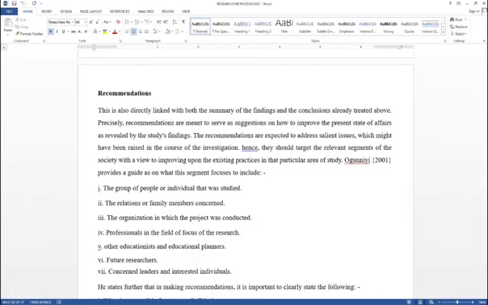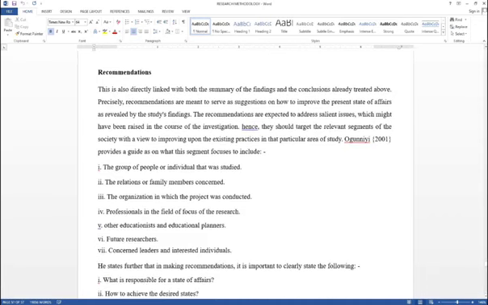Three, the organization in which the project was conducted. Yes, the organization matters. Four, professionals in the field of focus of the research. Definitely, they're not professionals in that particular field. You're not the first person that has worked on it. You're not the first person that has worked in that particular field of research. So they are professionals in it.